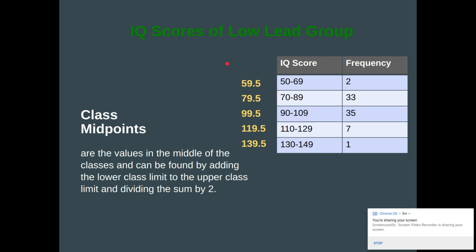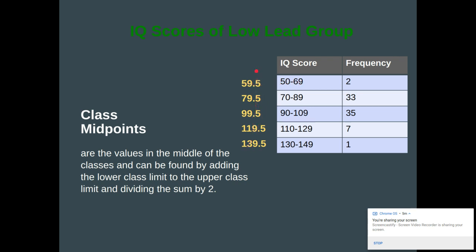So the way we find it is very simple, okay? We add the lower limit to the upper limit and divide by 2. We're finding the mathematical average, or the arithmetic average, of our class limits. So if we take 50 plus 69 and divide by 2, we get 59.5.